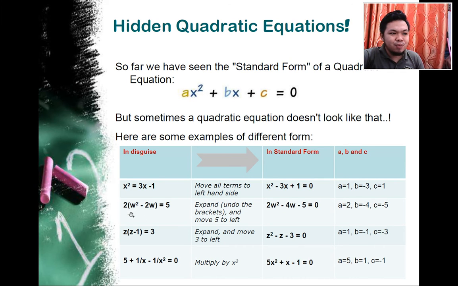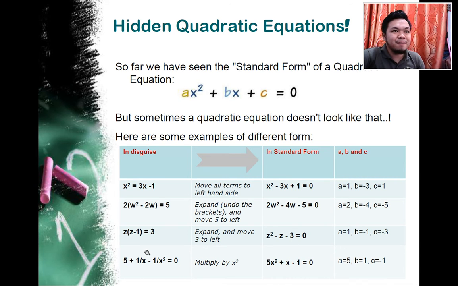Another, 2 parenthesis w squared minus 2w is equal to 5. Siyempre, kailangan natin siyang i-distribute lang. So, magiging ganito ang kalalabasan niyan: 2w squared minus 4w minus 5. So, ba't naging minus? Again, nilipat natin siya sa kabilang side, is equal to 0. So, ano mga values? Ganun pa rin. A is equal to 2, B is equal to negative 4, and C is equal to negative 5.